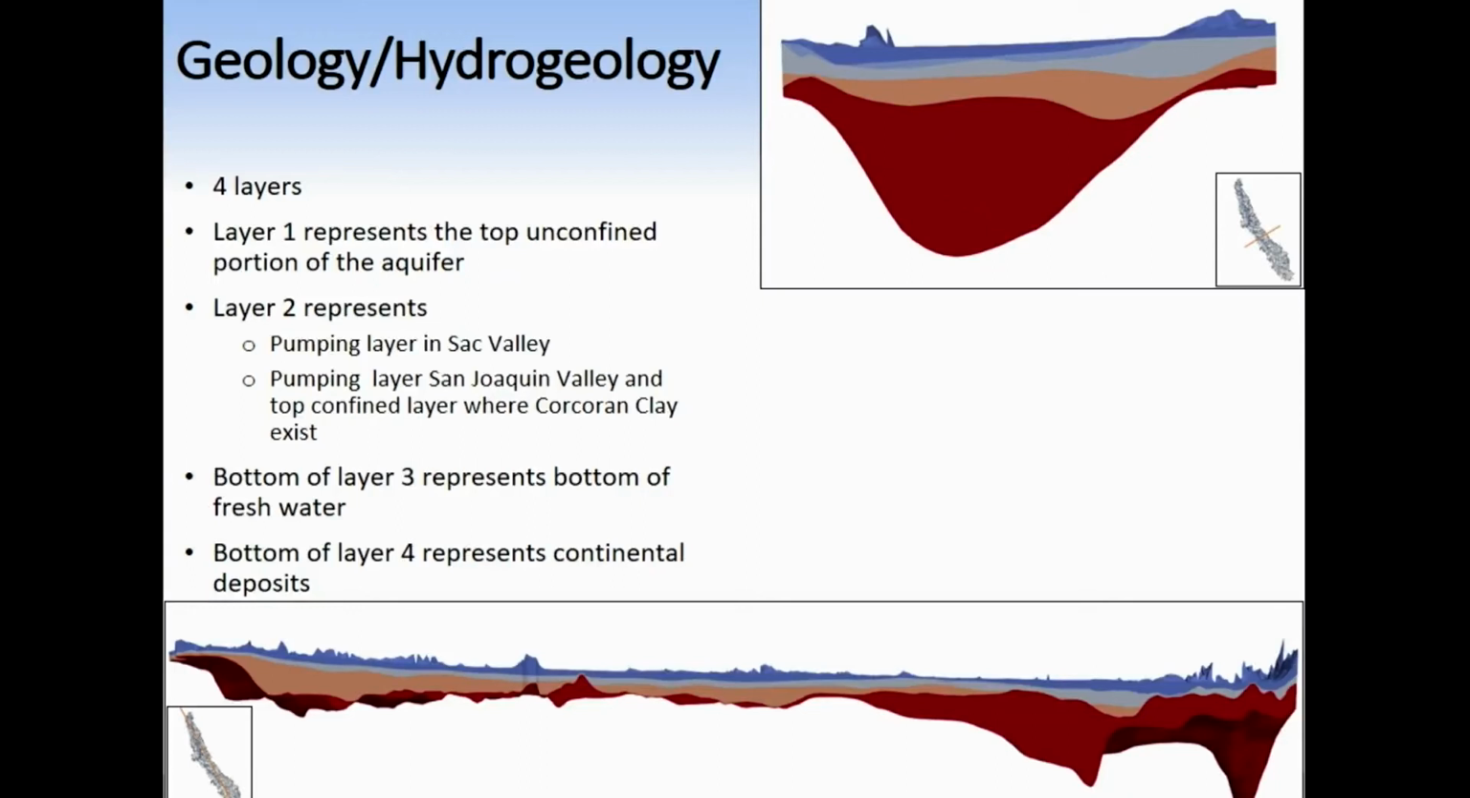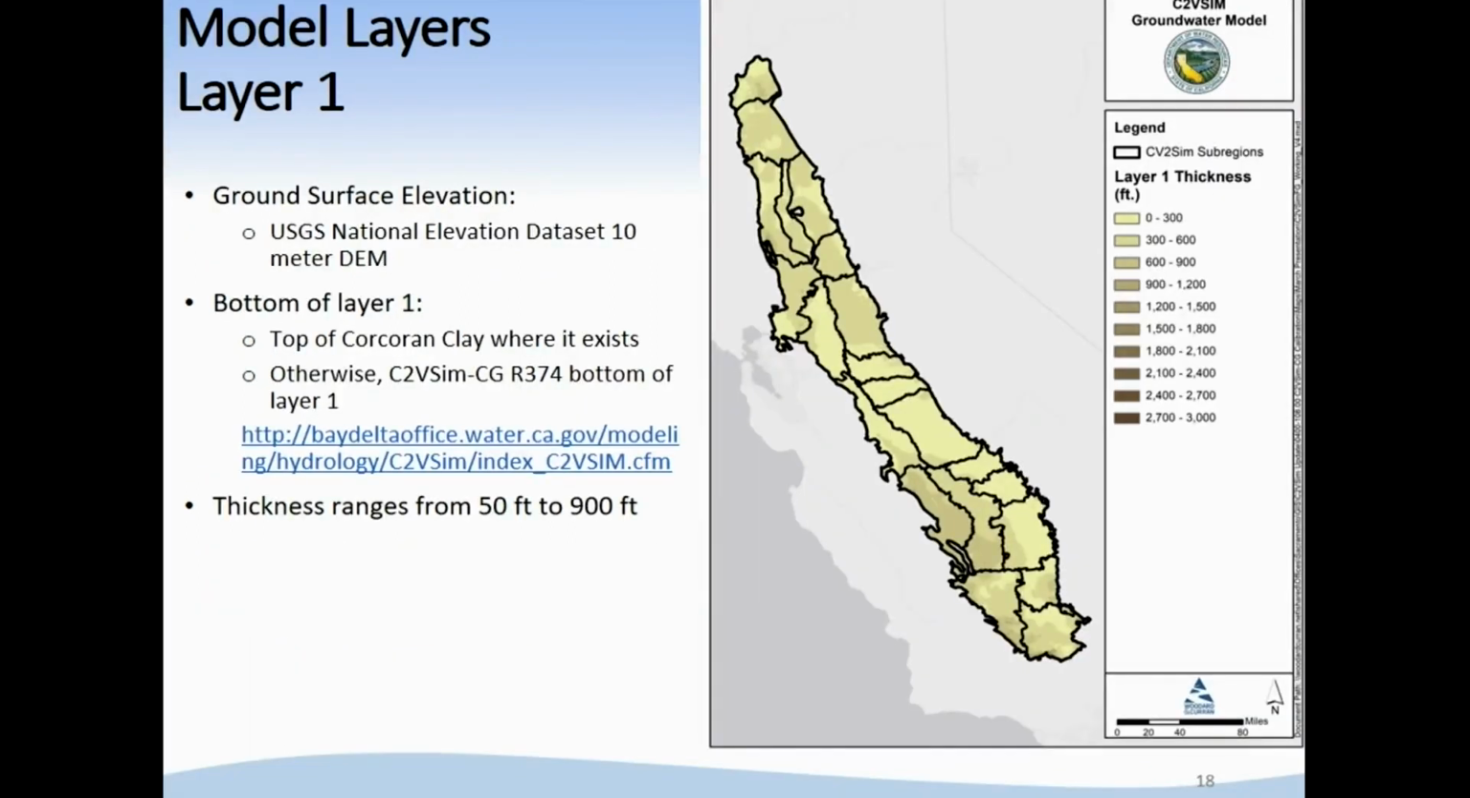So the bottom of layer 3 represents the bottom of fresh water in the model, and layer 4 represents the bottom of continental deposits in the model. This is a new layer we added in C2VSim that wasn't there in the previous version. If you are going to go through the layers quickly, ground surface elevation in the model is defined from USGS national elevation data sets from 10-meter DEMs.